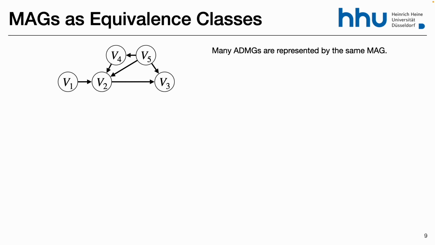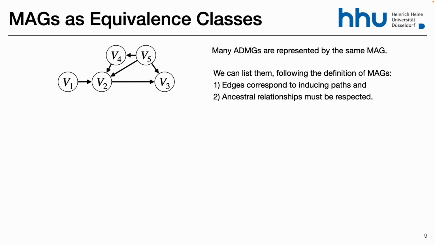So MAGs are already an equivalence class because we are combining all these ADMGs. A lot of ADMGs are represented by the same MAG, some of them, not all in the Markov equivalence class, but many ADMGs are represented by the same MAG. So we can use this representation. So I could ask you, what are the ADMGs represented by this MAG? And the graph itself is always one, right? Just the MAG itself can be seen as an ADMG. Yeah, you have to be careful when you say the words, but it is.